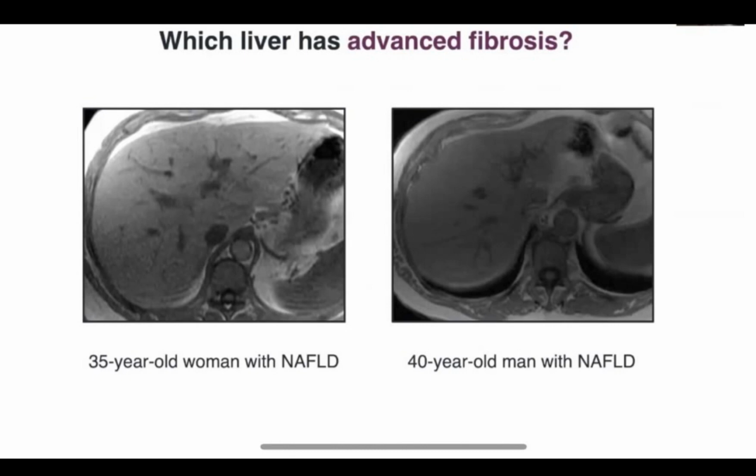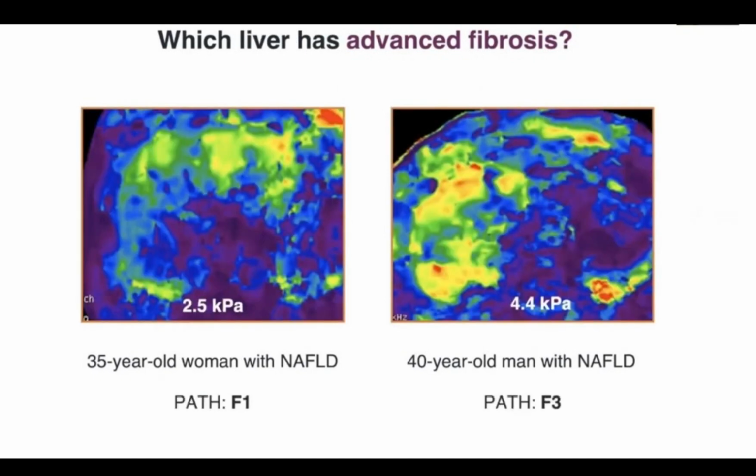Let me ask you, do you know which of these images is at the advanced stage of fibrosis? This is after applying the elastography. It showed that the second one was at an advanced stage of liver cirrhosis, and the first one at the first stage.